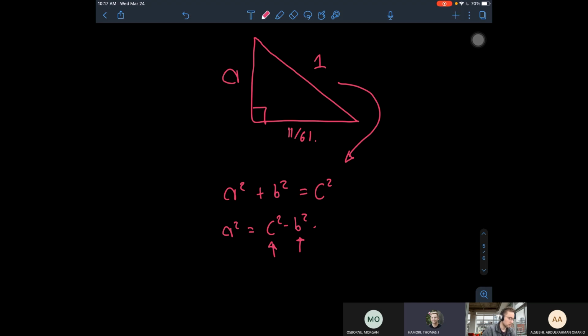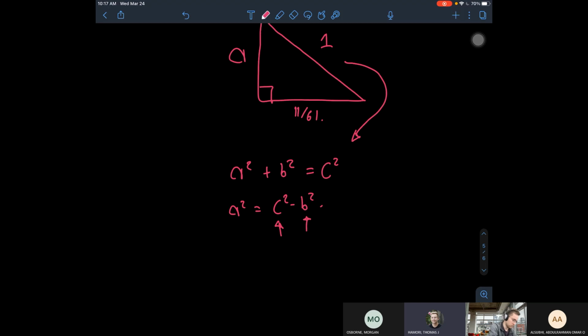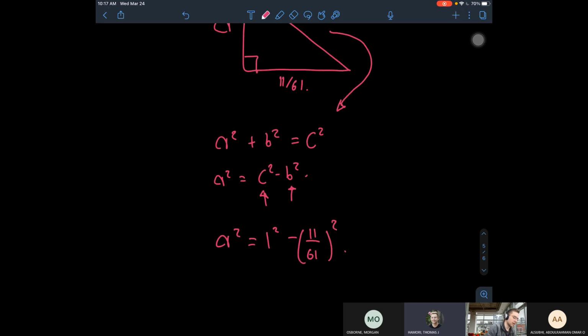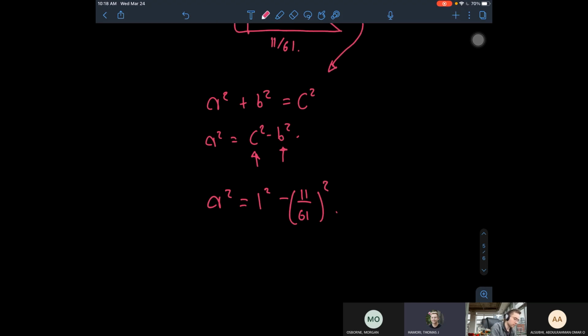Wouldn't that just be... C is going to be 1, and then B squared is just going to be 11 over 61 squared. Okay, so what's A? The square root of the sum of C squared minus B squared.